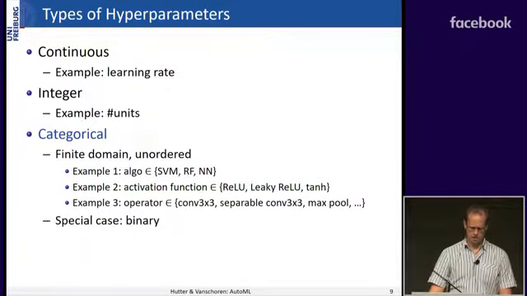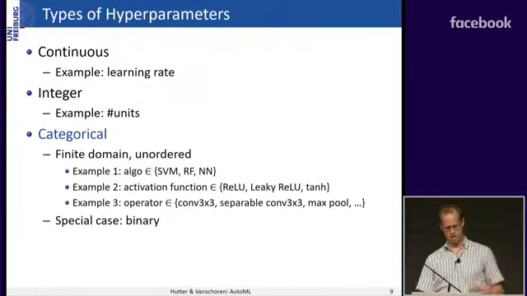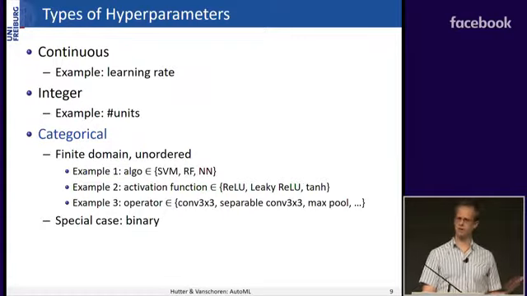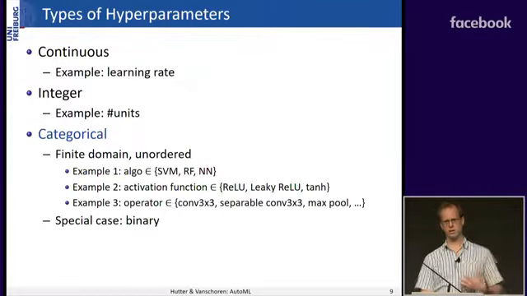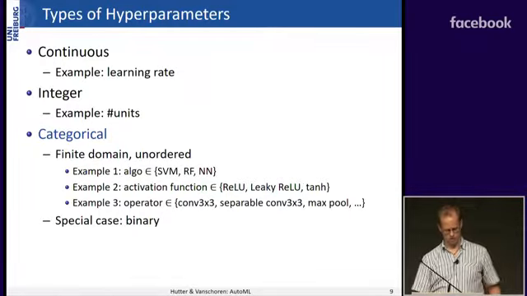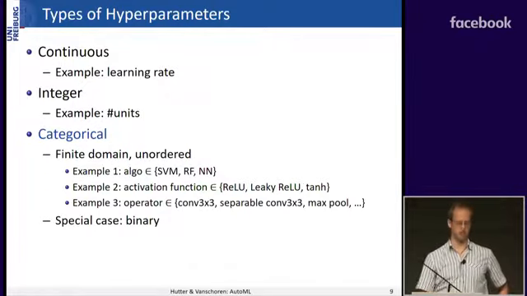And you might also choose operators that operate on your latent feature representation, such as convolutions, separable convolutions, max pooling, et cetera. And these categorical parameters will come in very handy later on when we do neural architecture search and want to write neural architecture search as a hyperparameter optimization problem with a fairly generic version of what constitutes a hyperparameter. And a special case, of course, of categoricals is binaries.